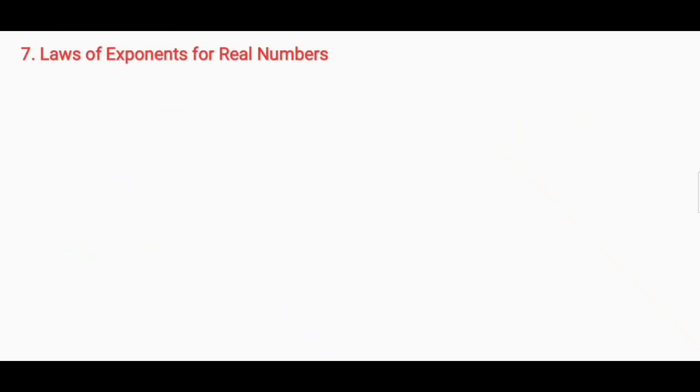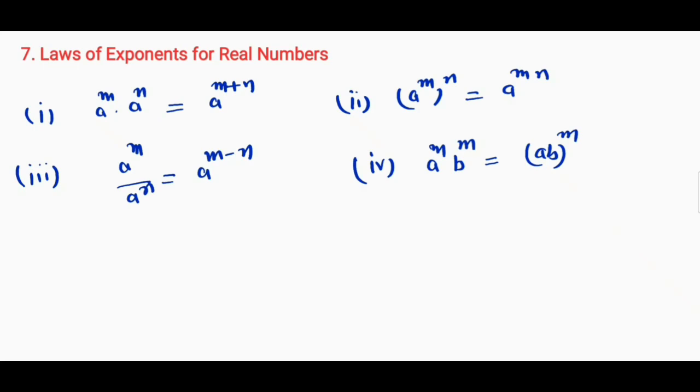So the last topic over here is the laws of exponents for real numbers. We have read about the laws of exponents in our previous classes. So the same laws will be applicable for real numbers also. These are: a raised to power m into a raised to power n, if bases are the same, then it will become a raised to power m plus n. Second, we have a raised to power m, raised to power n, is equal to a raised to power mn. And third, we have a raised to power m divided by a raised to power n, which is equal to a raised to power m minus n. And fourth, we have a raised to power m into b raised to power m, which will become equal to ab raised to power m.